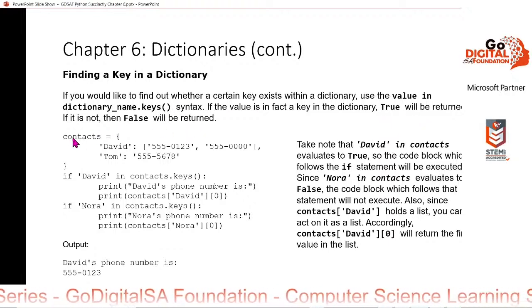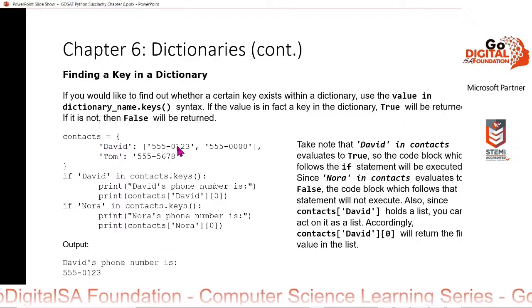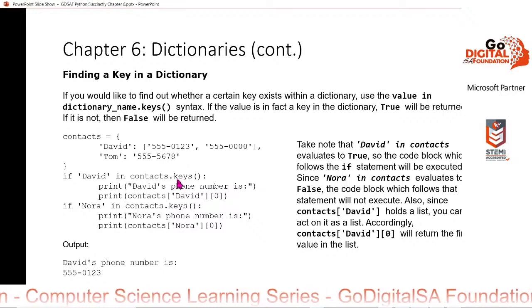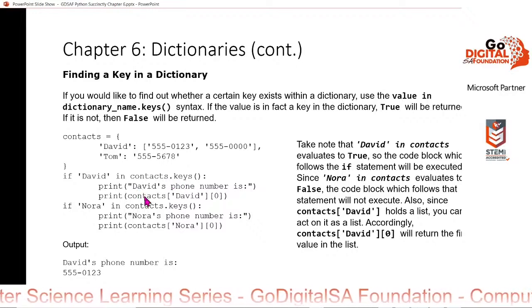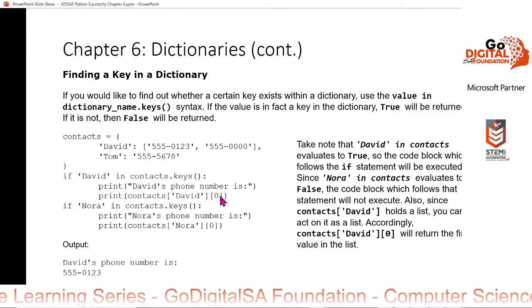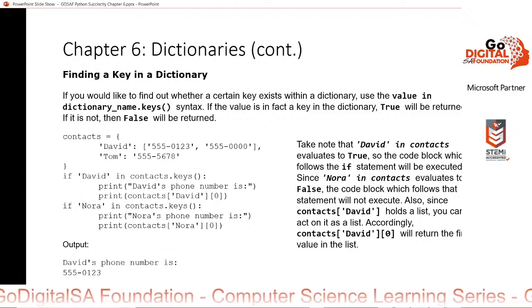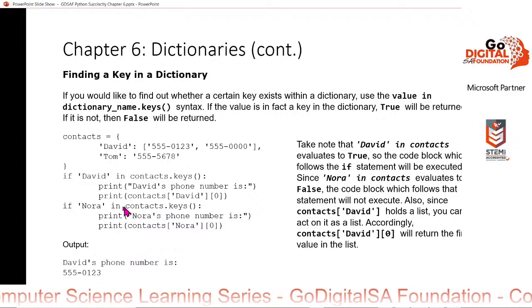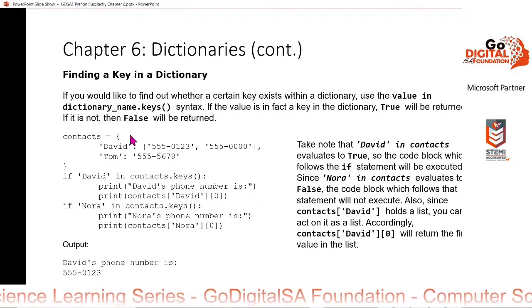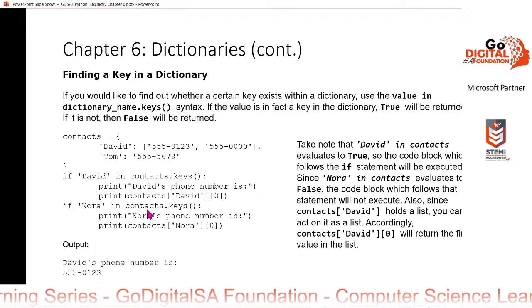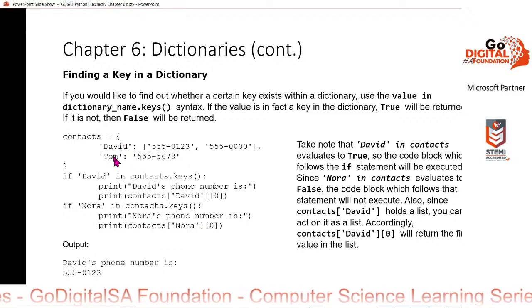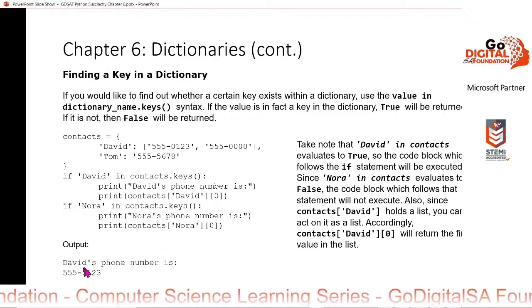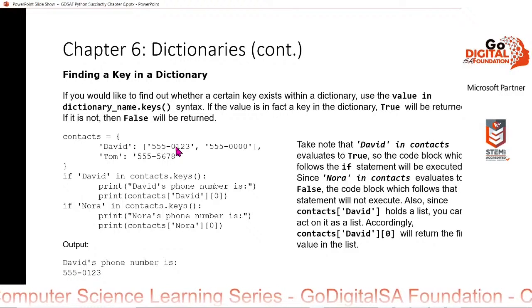Okay, so here we create a dictionary, context equals David with a list, Tom with the string. If David in context.keys, print David's phone number is, and context David, and here it's printing the first value. If Nora in context.keys, then it will print this. But because Nora isn't, it won't do this. So the output is simply David's phone number is and the first value in that list.